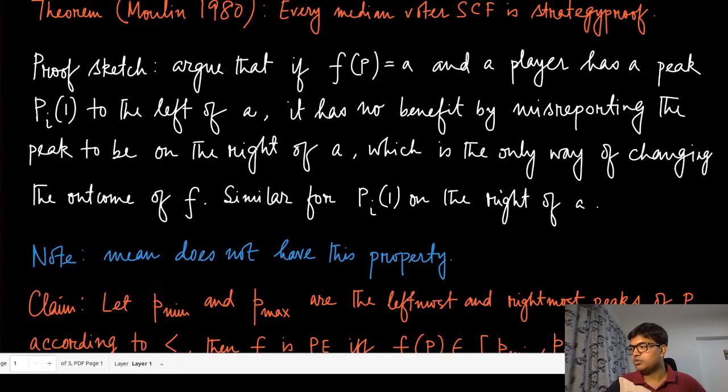Now, notice that this is a very special property of the median, and the mean or any other kind of statistical measure of all these peaks does not have this property. In fact, you can manipulate means, and you can construct one example.